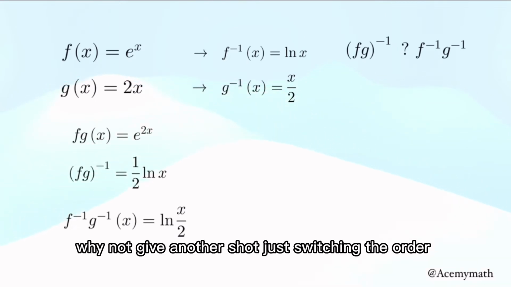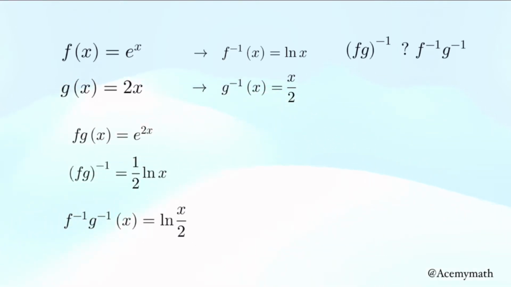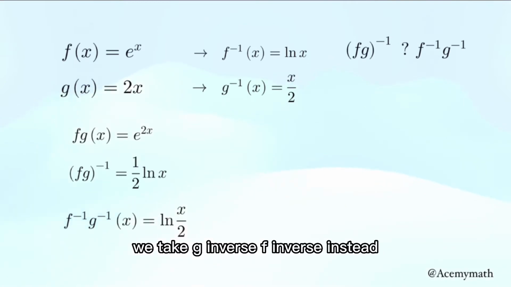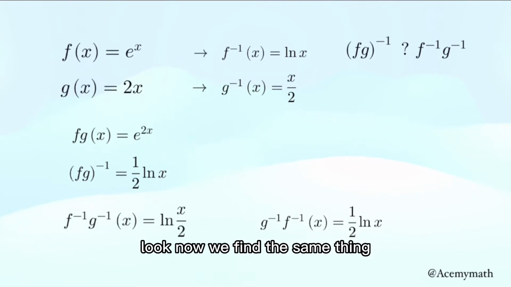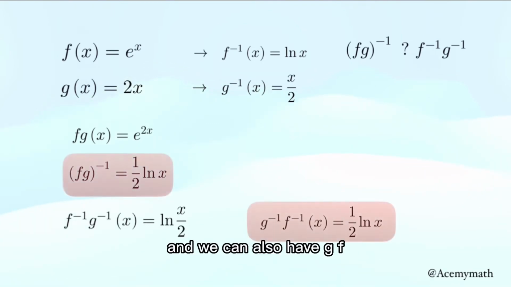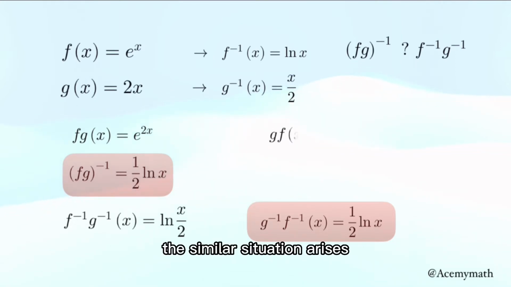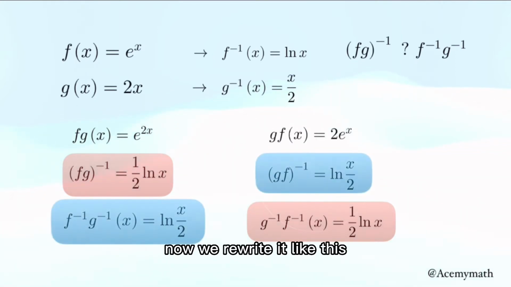Why not give it another shot, just switching the order? We take g inverse f inverse instead. Look, now we found the same thing. And we can also have gf and we invert it. A similar situation arises. Now we rewrite it like this to make it more clear.